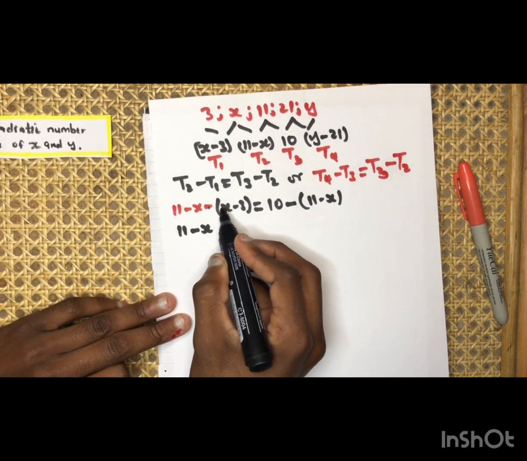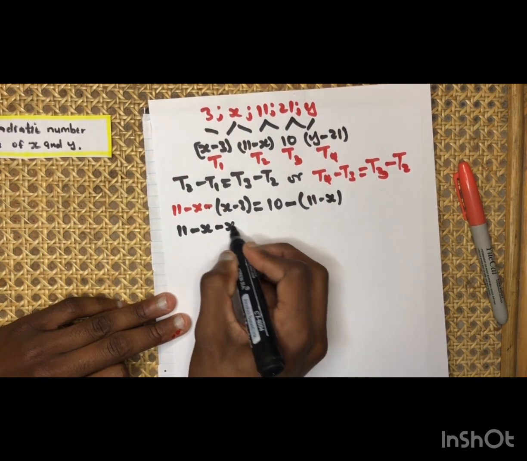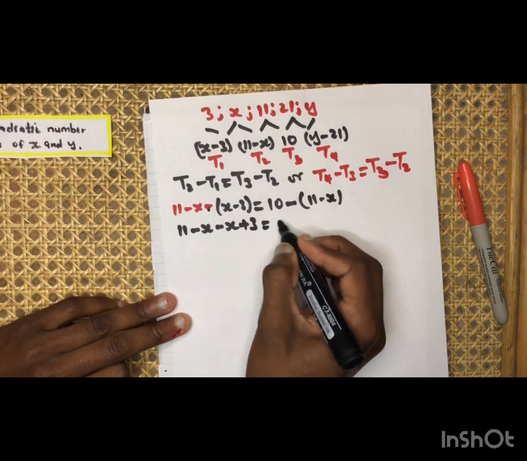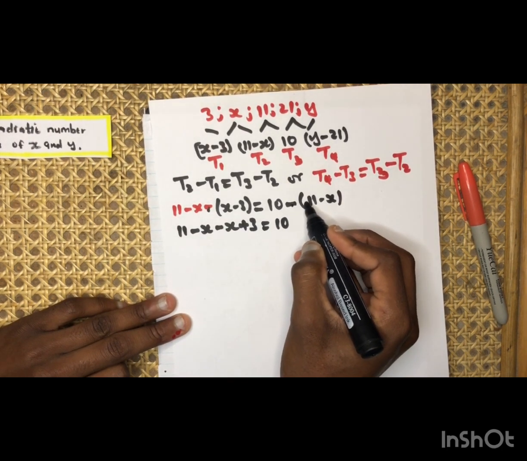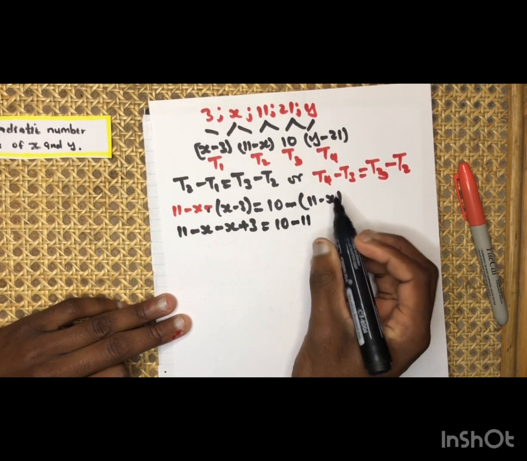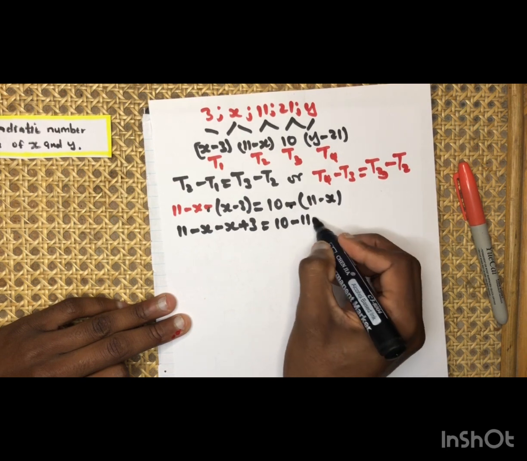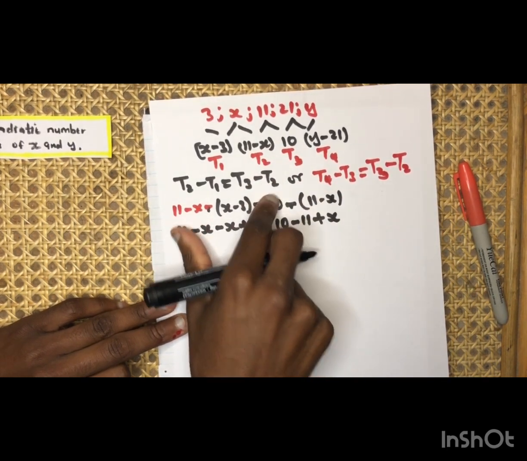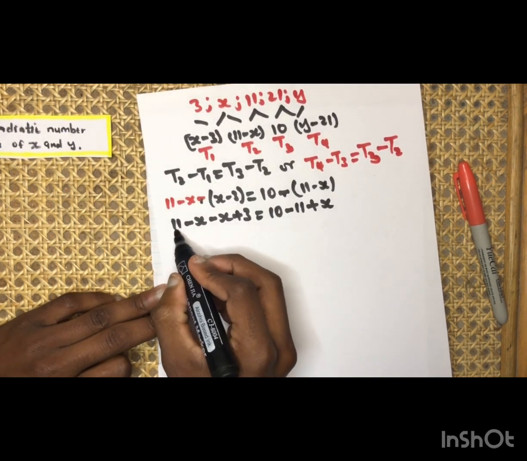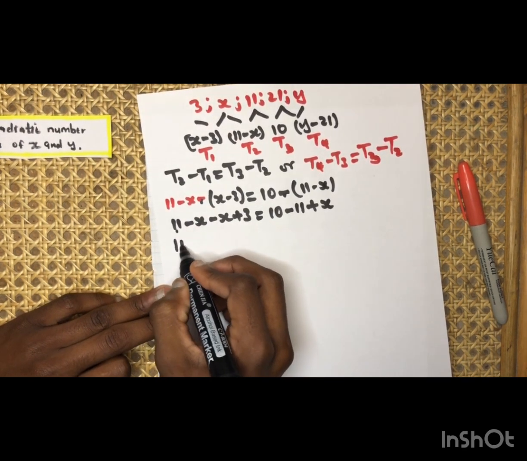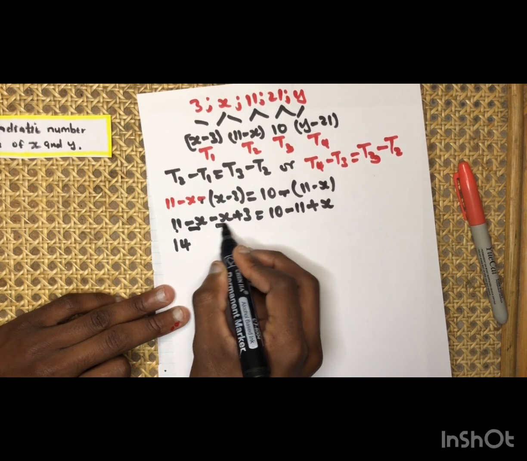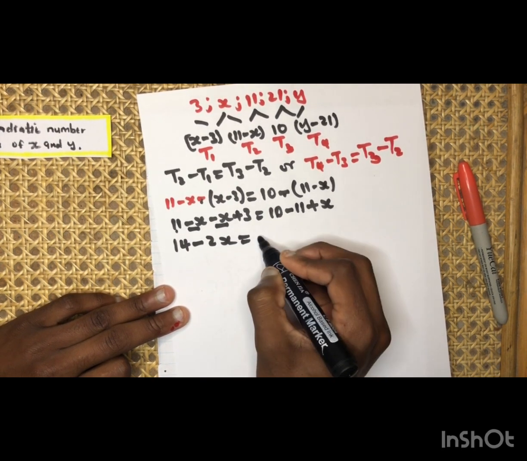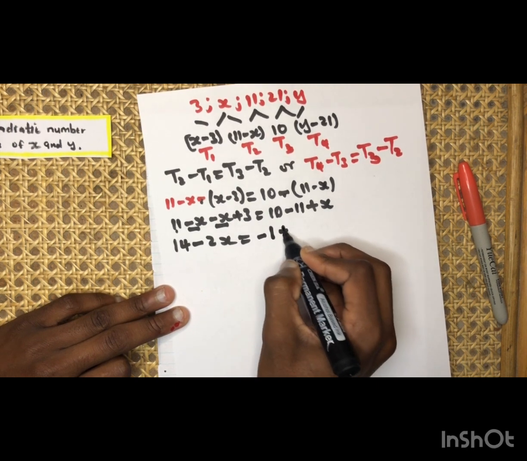So negative times negative, positive x, negative x. Negative times a negative 3, we get positive 3. Then we have 10. So a negative times a positive 11, negative 11. Negative times negative x, we get positive x. Then if I say 11 plus 3, we get 14. Negative x minus x gives us negative 2x. So 10 minus 11, we get negative 1 plus x.